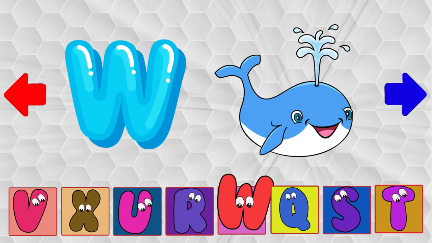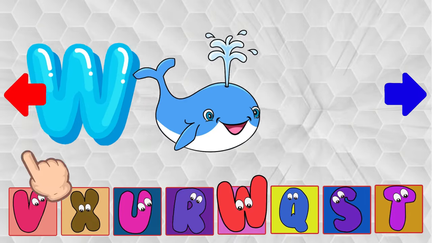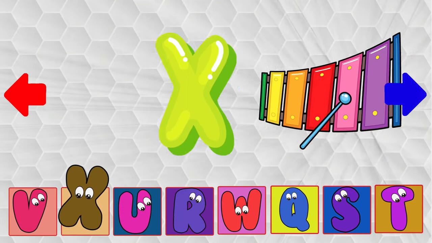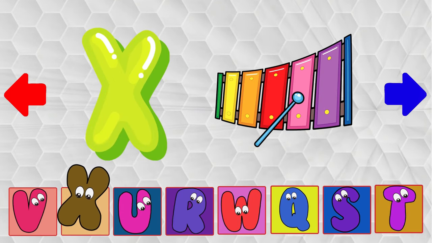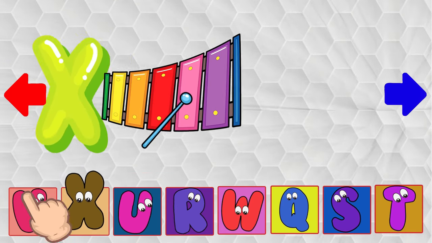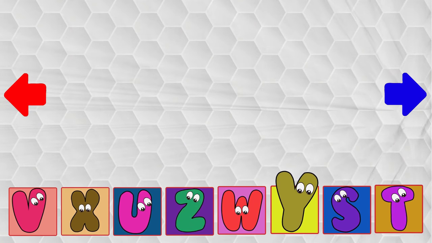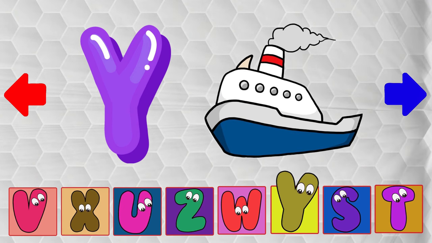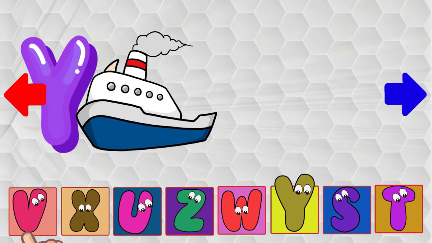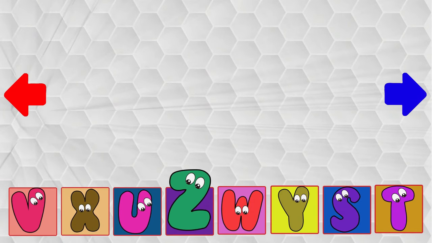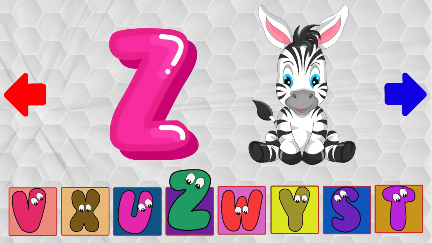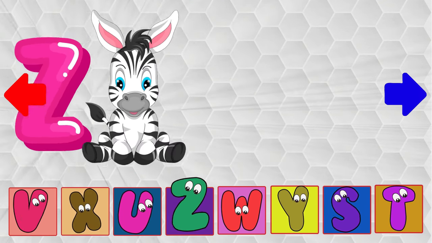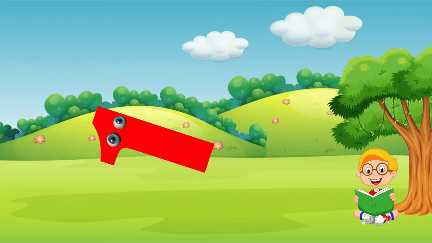W. W for whale. X. X for xylophone. Y. Y for yacht. Z. Z for zebra. X, Y, Z.